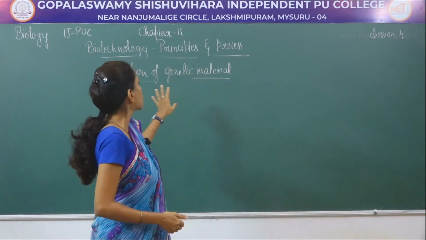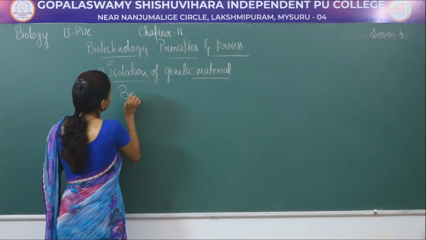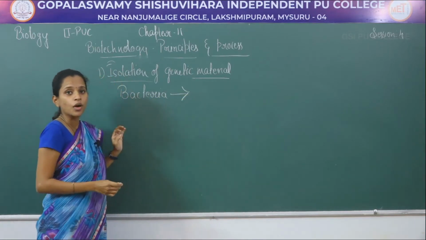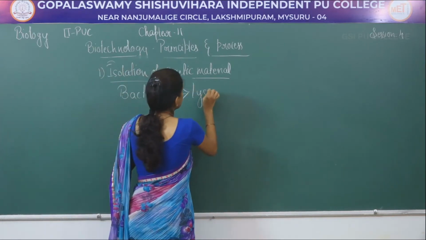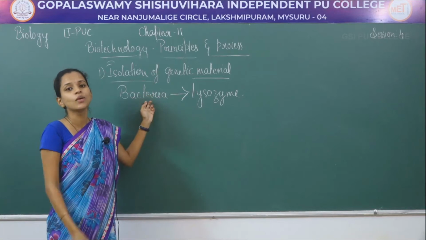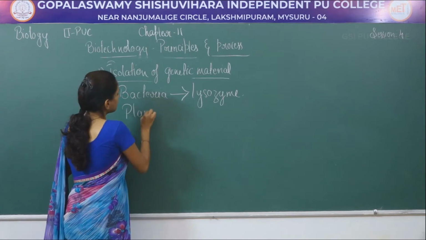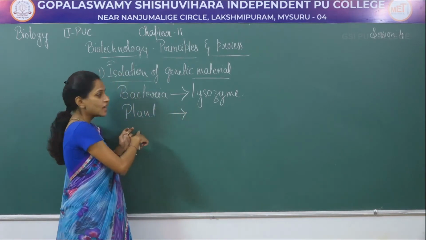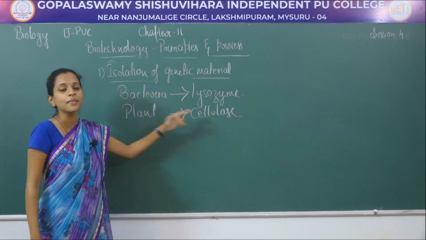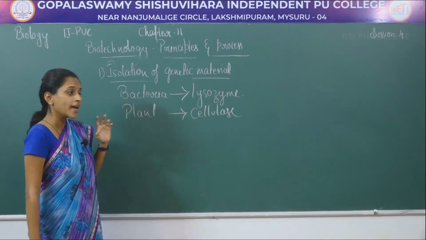To obtain DNA, if the genetic material is present in bacteria, an enzyme called lysozyme is added to the bacteria so that it breaks the walls of the bacteria and the DNA can be extracted. If the genetic material is taken from a plant cell, we can add the cellulase enzyme. This cellulase enzyme breaks the walls of the plant cell so that the genetic material can be extracted.